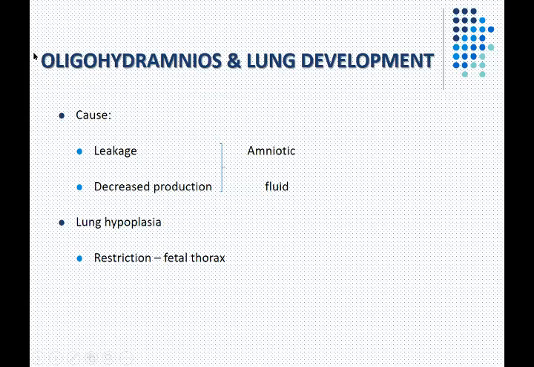Achha. Now, what happens to the lung in oligohydramnios? Oligohydramnios, you all know, is decrease in the amount of amniotic fluid. अब ये decrease क्यों हो जाता है? या तो amniotic fluid जो है constantly leak कर रहा है, और it is not produced in adequate amounts. ठीक है. So it is either leakage of the amniotic fluid or decreased production of the amniotic fluid that produces oligohydramnios. अब उसका रिजल्ट क्या होगा?